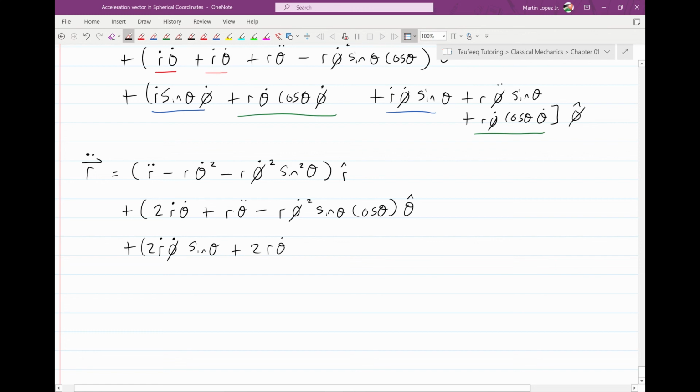Alright, we got through it. Plus 2r theta dot phi dot cosine theta plus r phi double dot sine theta. Alhamdulillah, that's it. There you go. And this is A. This is A in spherical coordinates. Amazing. Congratulations. Very good job.